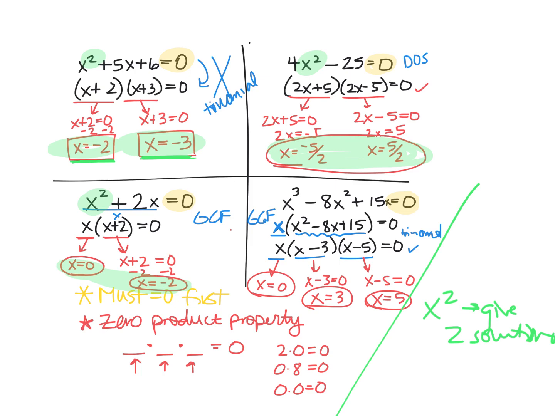The one that is different is this last one. Notice it has x to the third, and that gave me 1, 2, 3 solutions. So you can make a note to yourself that x to the third will give 3 solutions. And you could probably guess x to the fourth is going to give 4 solutions.